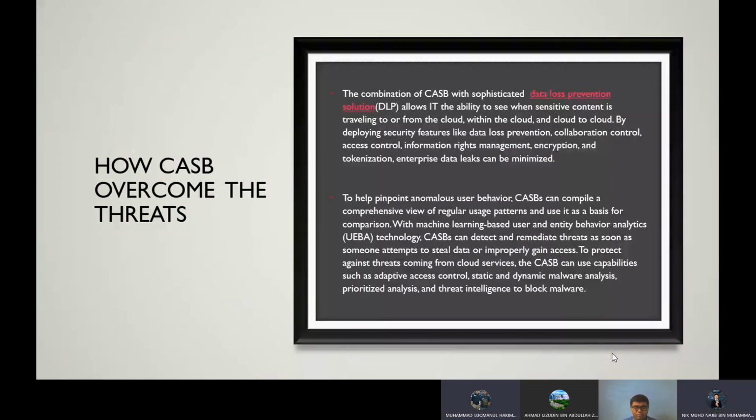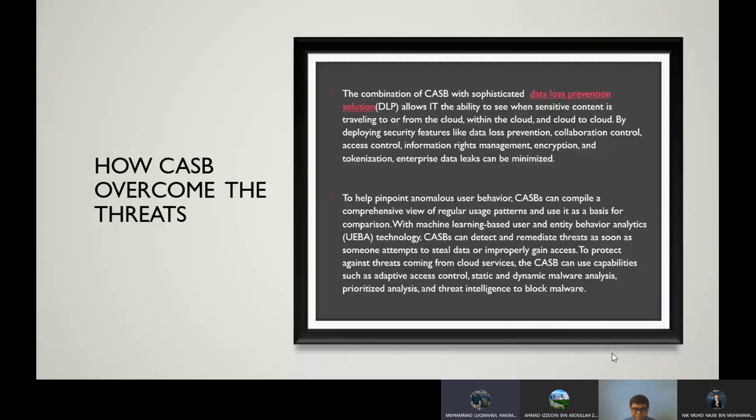So how does a cloud access security broker overcome the threats? The combination of a cloud access security broker with a sophisticated data loss prevention (DLP) solution gives IT the ability to see when sensitive content is traveling to or from the cloud, within the cloud, and cloud to cloud. By deploying security features like data loss prevention, collaboration control, access control, information rights management, encryption, and tokenization, enterprise data leaks can be minimized. Data security helps pinpoint anomalous user behavior.